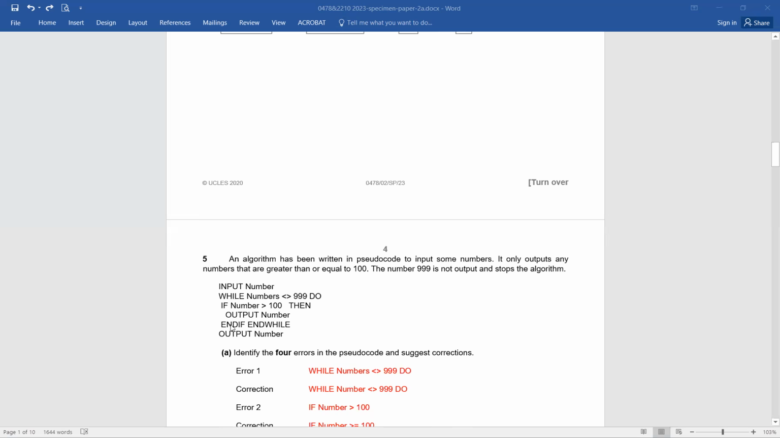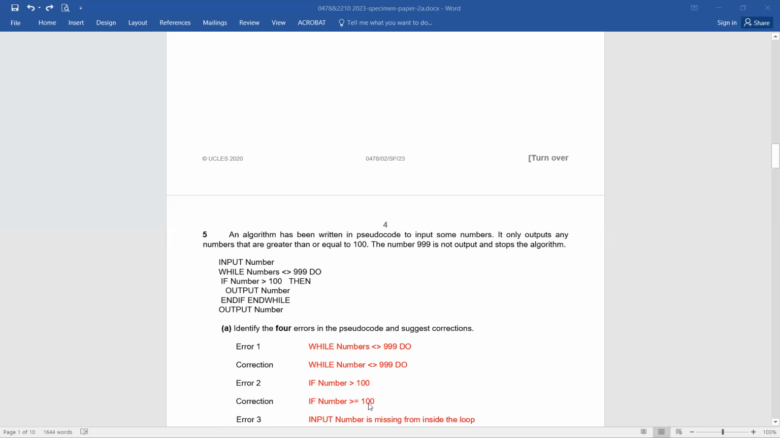Moving to the next thing, if number is greater than 100. Again, if you had read it correctly, it said numbers are greater than or equal to 100. So again the error is here. You wrote if number greater than 100, and you should write if number is greater than or equal to 100. This has identified your second error.